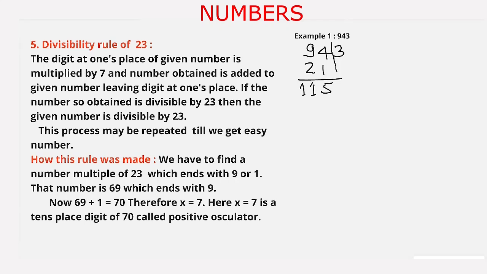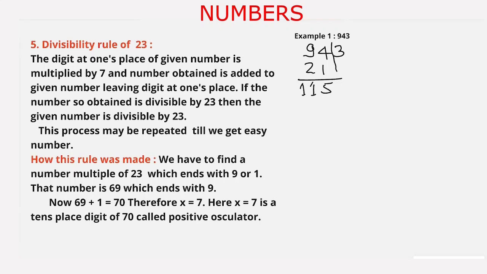If it is divisible by 23, then the given number 943 is divisible by 23. And we know that 23 times 5 is 115. Therefore, the given number is divisible by 23. But for some people, 115 may be a large number, so we can repeat this process again.